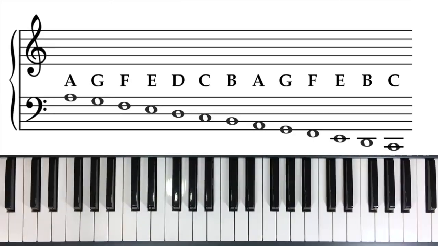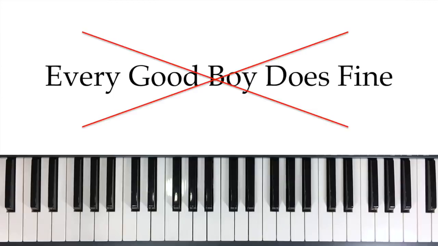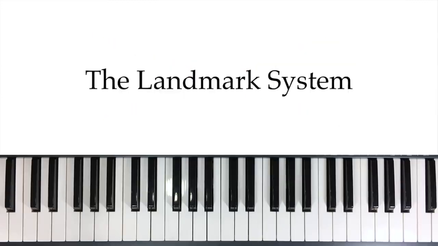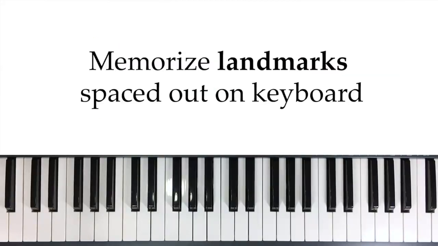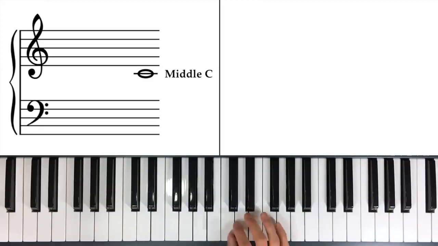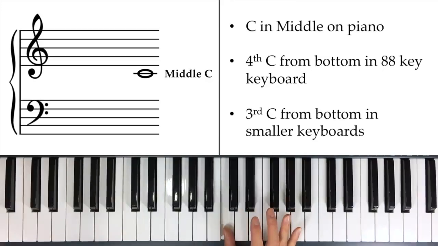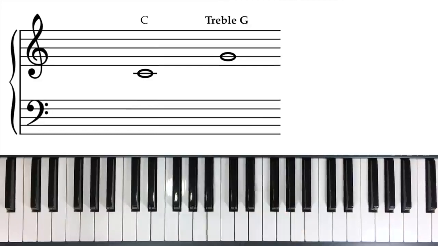So with this knowledge now of lines and spaces, we can replace "every good boy does fine" with what I call the landmark system. Instead of memorizing 18 lines and spaces in a specific order, memorize just a few landmarks evenly spaced across the keyboard. So our first landmark in the music is middle C, right here. So middle C is the C in the middle of your piano. It's the 4th C from the bottom of an 88 key keyboard and the 3rd C from the bottom on smaller sized keyboards. Now our next landmark is treble G.